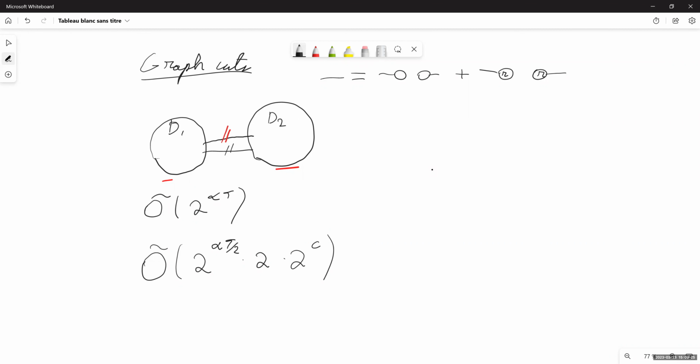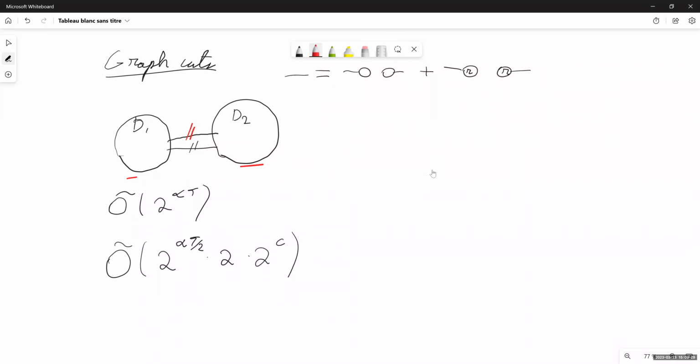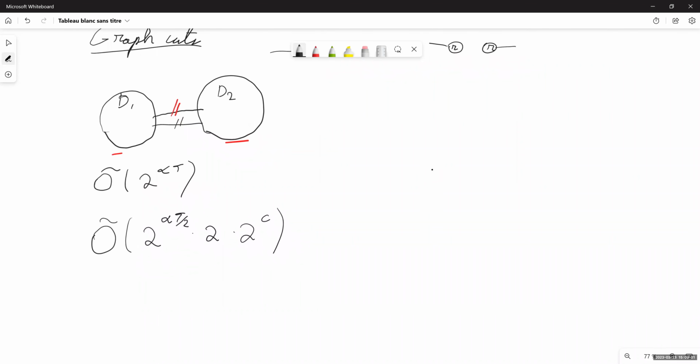But okay, it's kind of cool because it relates to a bunch of known graph theoretic problems. For example, there are good algorithms for what they call the balanced cut problem. And the same goes for the sparsest cut problem.